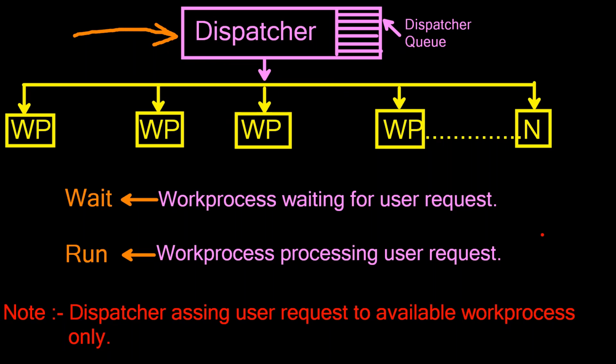is based on our RAM size. Based on our hardware, work processes are generated. See here the work process status: wait status or run status. Wait status means the work process is waiting for a user request, ready to process it. Run status means the work process is processing a user request. Mainly, the dispatcher always assigns a user request to an available work process only, meaning a wait status work process only. Available work process means wait status.